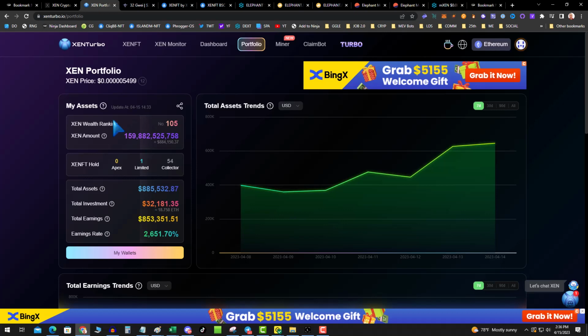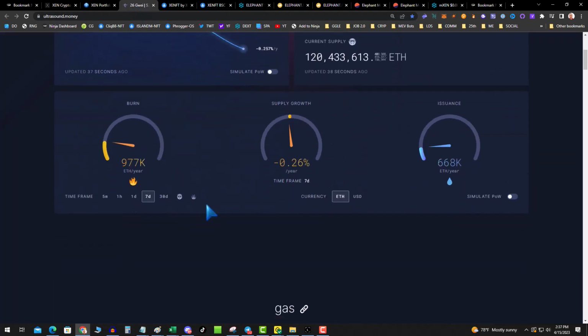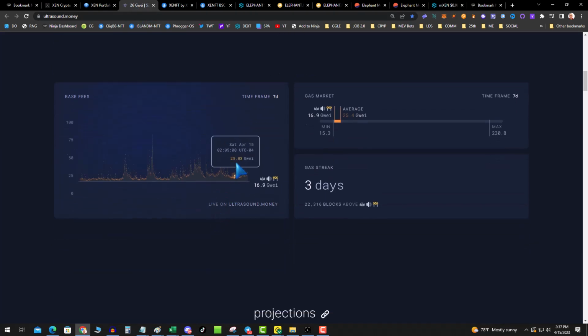$885,000 in dashboard money. Okay. Now, I promised you a $1 million farm, and I'll get there. So XEN on ETH is just absolutely crushing it. So let's talk about ETH first. It's mooning pretty hard. Now, the problem, ETH gas is still just pounding everybody.